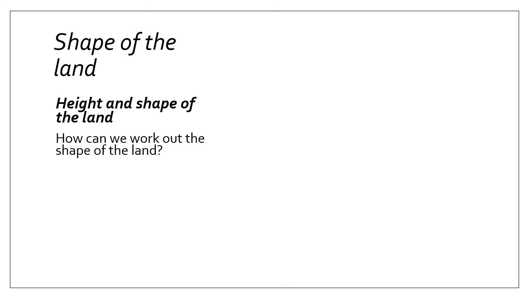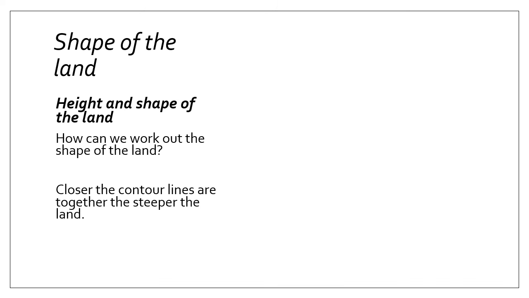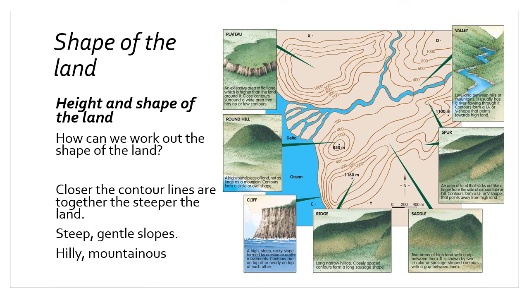Now, when it comes to using those to describe the shape of the land, we have to use contour lines. The closer the contour lines are together, the steeper the land. The further apart they are, the gentler the land is, or the flatter the land is. And so we can use words like hilly, mountainous, steep, gentle-sided slopes. Here you can see common contour line patterns that you should find on a map.